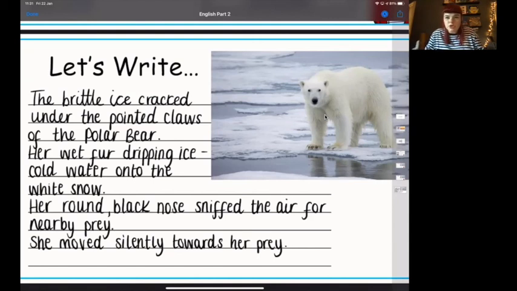Now, what do you think she's going to do when she gets close enough? Do you think she's going to pounce? Okay, so maybe that can be my final sentence for my poem. Ready to pounce.